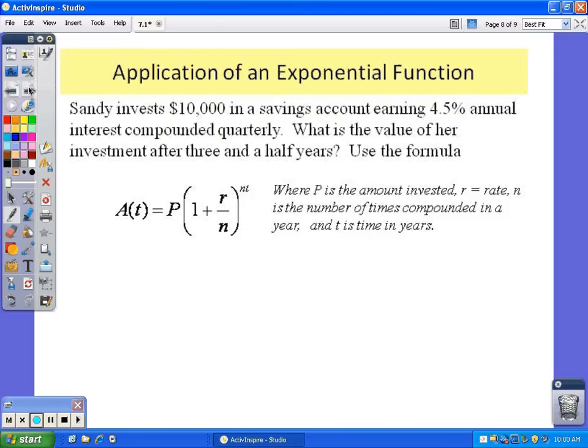Alright, so looking at our problem, Sandy invests $10,000 in a savings account earning 4.5% annual interest compounded quarterly. What is the value of her investment after 3.5 years? Alright, so her principal amount was $10,000 that she invested. Her rate is 4.5%, but remember you got to change it to a decimal by moving the decimal 2 places to your left, so that would be 0.045.